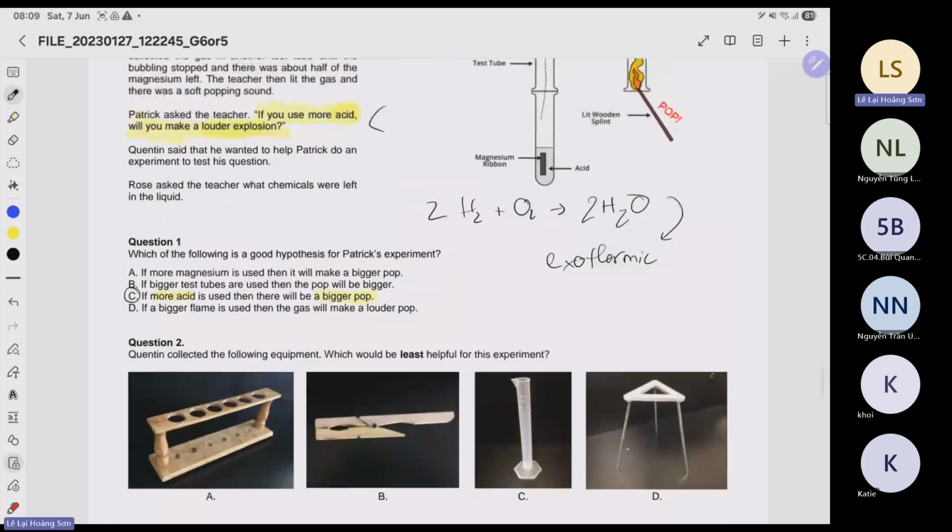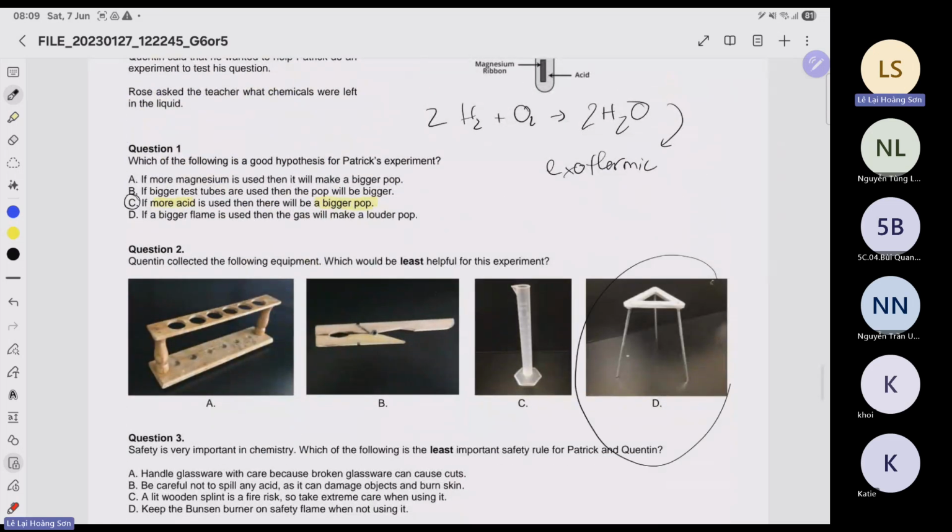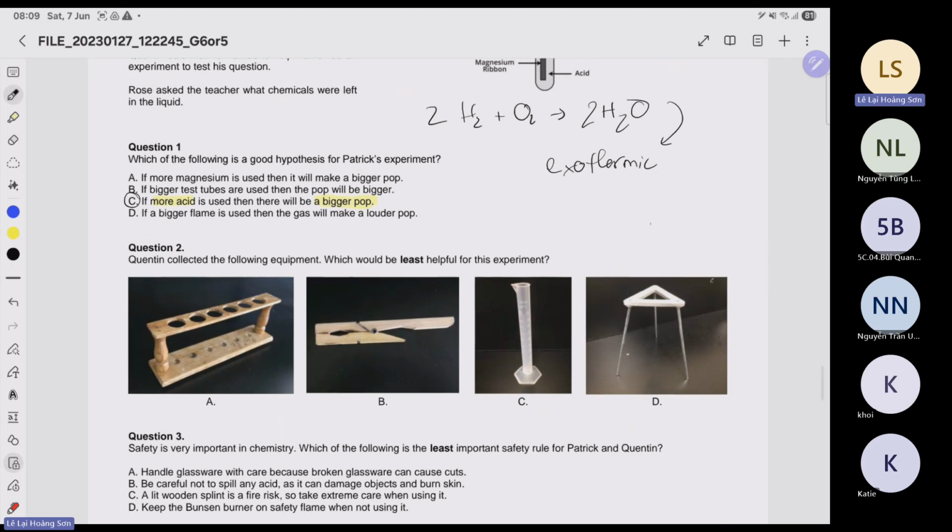Okay, so for this experiment, we do not need to use this one. This is what we call the ring stand. This is only used when you want to heat up something. It's like you have a bottle here, and you want to heat it up. So you're going to put it on a ring stand, and you're going to have some kind of flame down here to heat up. All right. So you don't really need this.